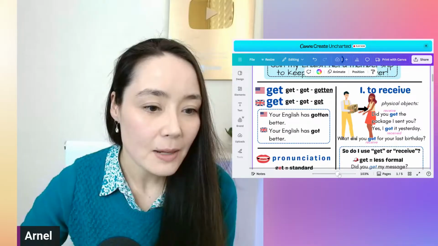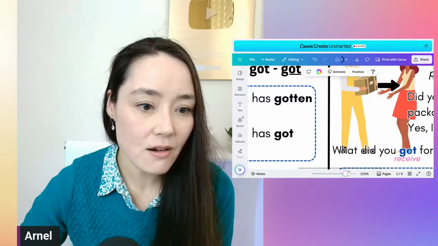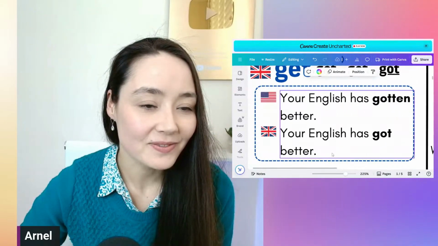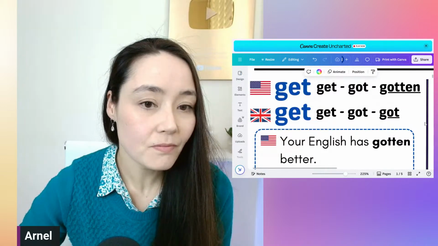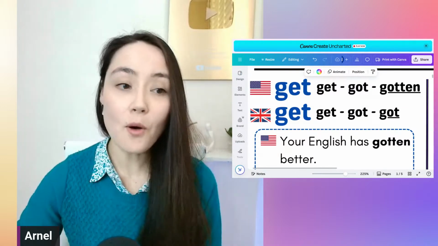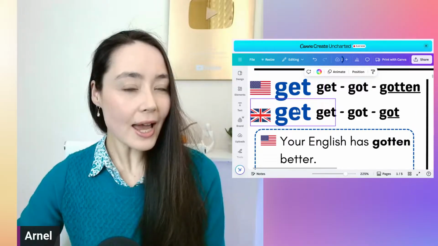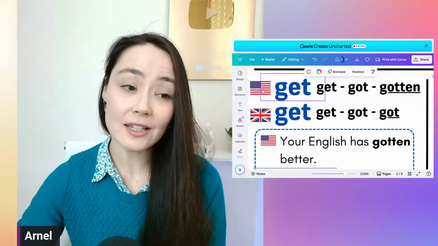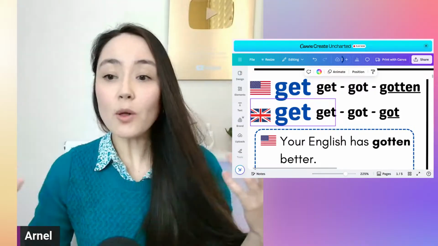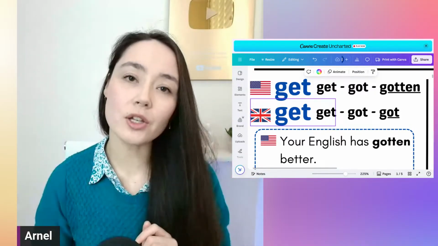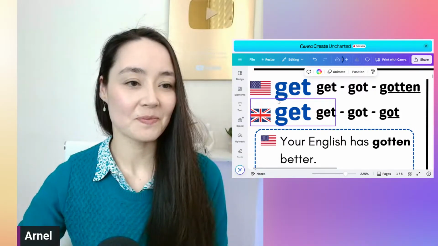Okay, let me zoom in. Let's get started. And I'm gonna start with the basics. Okay, verb forms. There's a slight difference between American English and British English. They're both correct. They're both fine. Whatever you want to use is good.